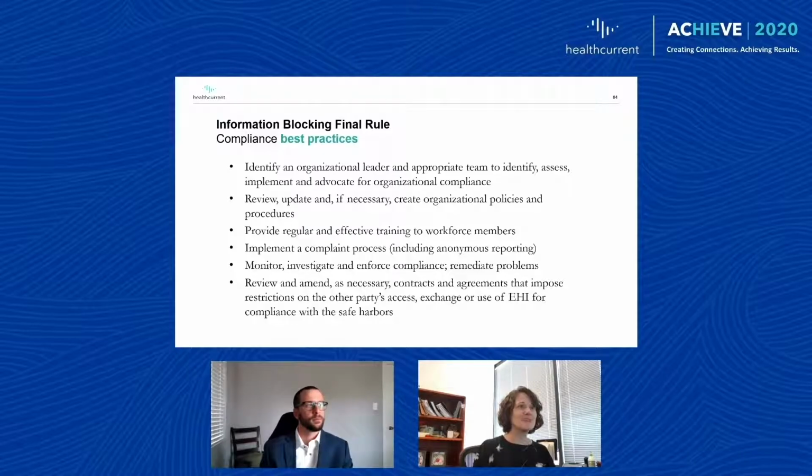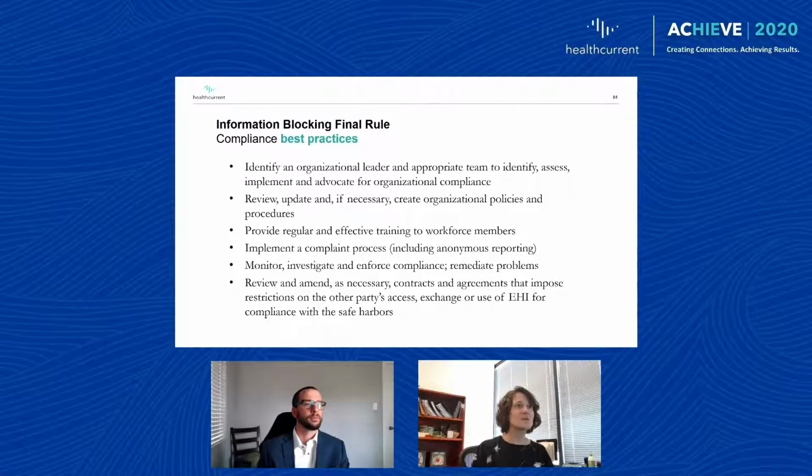Once you have your policies updated, train and implement this. You have to train your workforce members on these policies and procedures. Otherwise, you're going to disqualify yourself for some of the safe harbors. You also want to continue to monitor, investigate, and enforce compliance. November 2nd is our current compliance start date. It's not an end date, it's ongoing. This is just going to be like your HIPAA, your anti-kickback, your START compliance. You're going to do it on an ongoing basis.